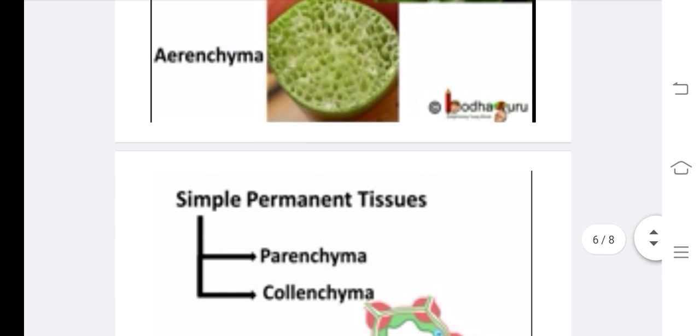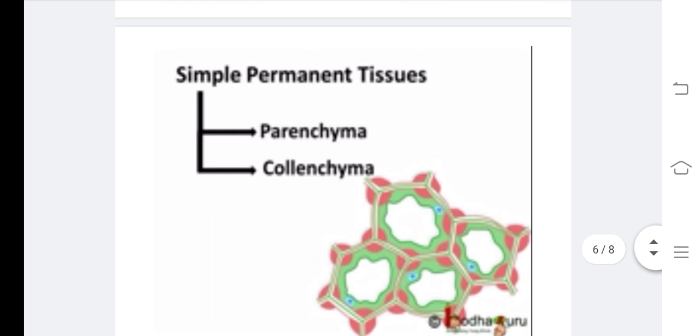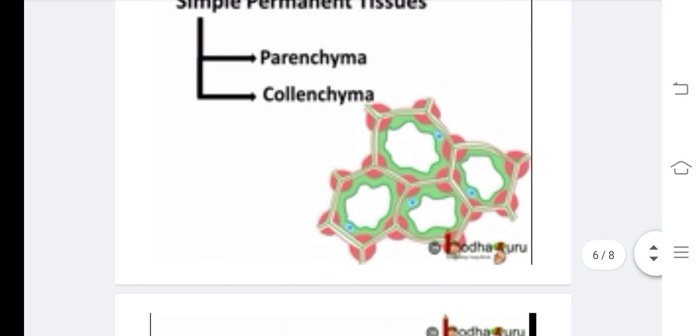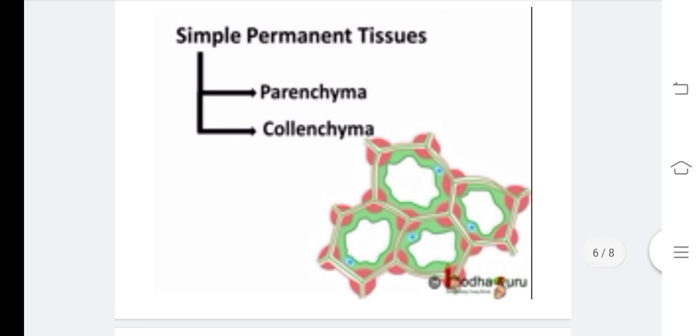Clear? Another important tissue, collenchyma, which is the second simple permanent tissue. Observe this slide. Collenchyma. Collenchyma is a simple permanent tissue. Clear? What is collenchyma? Collenchyma is a simple living permanent tissue.